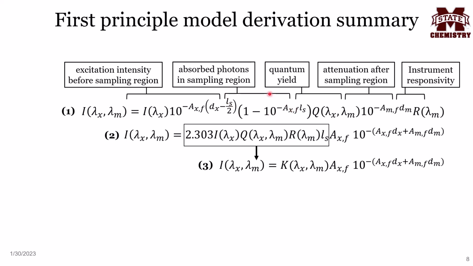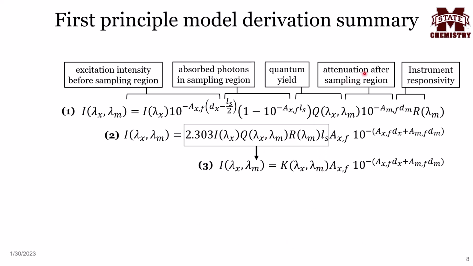The second term accounts for the total absorbed photons in the sampling region by using the effective sampling path length times the absorbance at the excitation wavelength. The 1 minus 10 to the negative AX term, when used, is the amount of photons that are absorbed and available for emission. These two terms, once multiplied by the quantum yield, will depict the intensity of emitted photons by the fluorophore inside of the effective sampling path length, as well as the photons removed due to the absorption at the excitation wavelength.